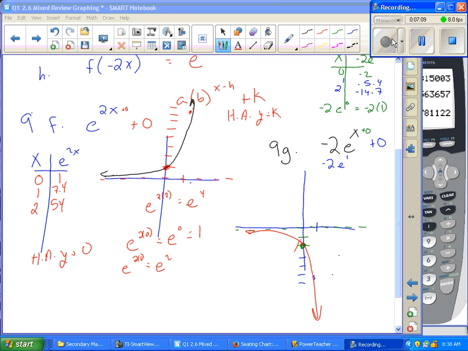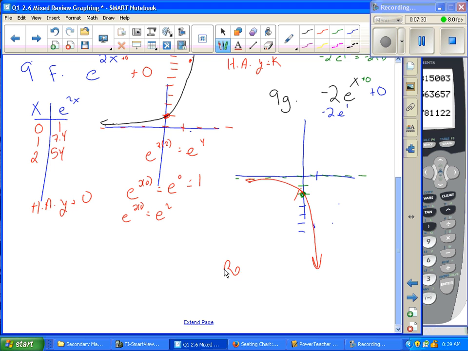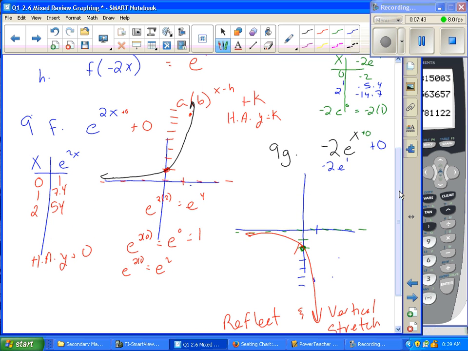Okay, so I accidentally skipped the part that says what effects does it have, so we'll do 9g's effect and then 9f's effect. So on 9g, when you compared this graph with the graph that you had done in A, what changed between the graphs? Okay, so my effect, we can say reflect, and it had a vertical stretch.